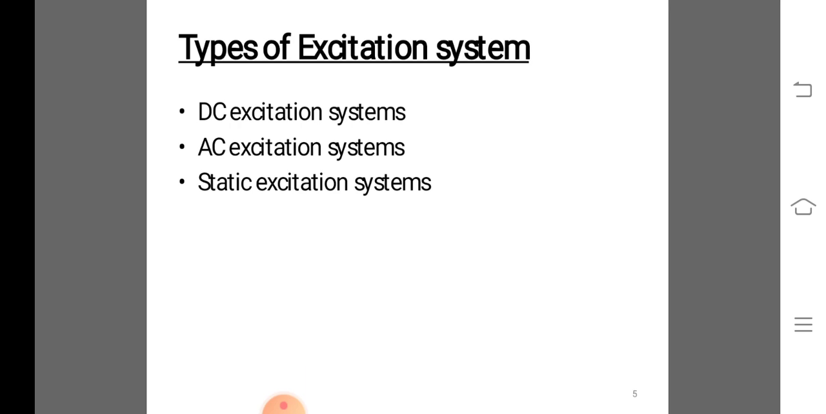The DC excitation system is where the exciter is a DC generator, often on the same axis as the rotor of the synchronous machine. AC excitation system is where the exciter is an AC machine with rectifier. Static excitation system is where the exciting current is fed from a control rectifier that gets its power either directly from the generator terminal or from the power plant auxiliary power system.